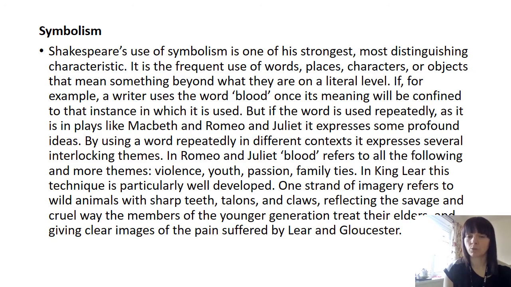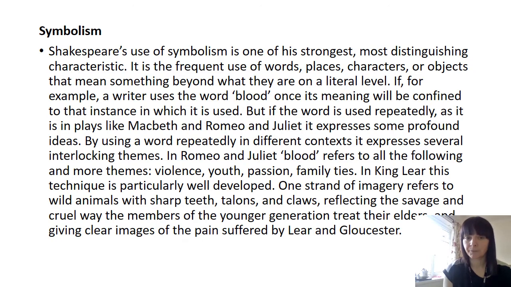So once, it means what it says on the tin, as in blood. But when it's repeated, like for example in Romeo and Juliet, it expresses a lot of interlocking themes. So in Romeo and Juliet, the blood refers to all the following and more themes: violence, youth, passion, family ties.